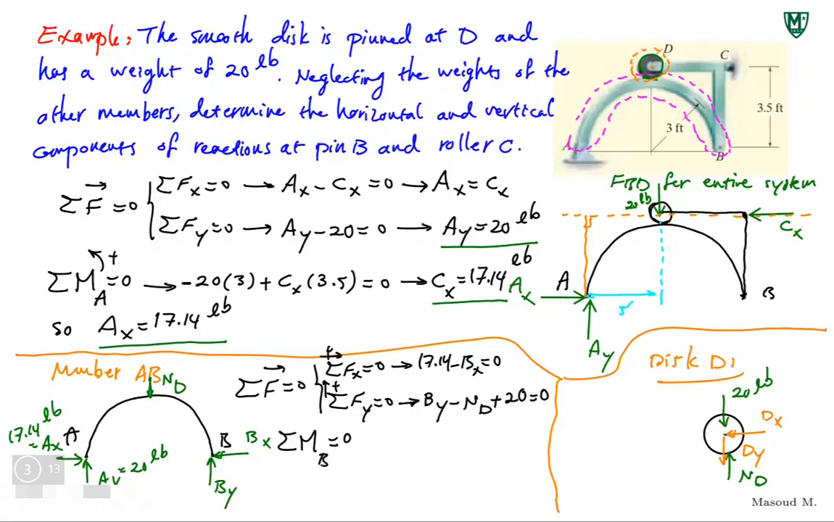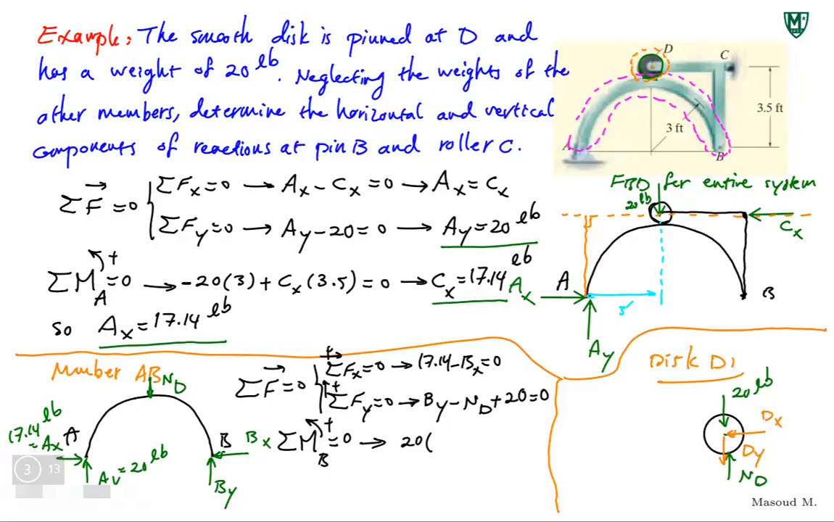Right, so let's find it around point B, and this is the positive direction. I have Ay, which is 20 pounds, times, what is the distance now? Can someone tell me the distance?